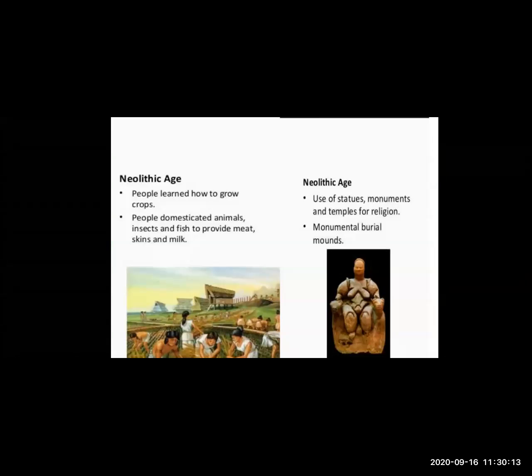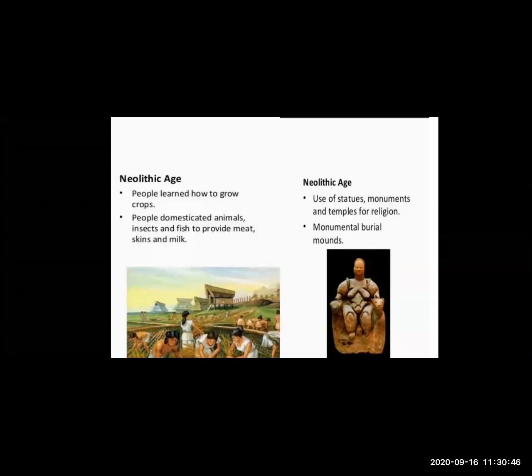Neolithic age people learned how to grow crops. They domesticated animals, insects, and fish to provide meat, skins, and milk. Yes, in the Neolithic age, what happened? People learned different techniques of farming. They started to learn new techniques of proper farming, how to cultivate proper crops. So this was the technique they learned. They also started to keep different types of domestic animals, fishes, insects, which would provide them meat, poultry, and milk.